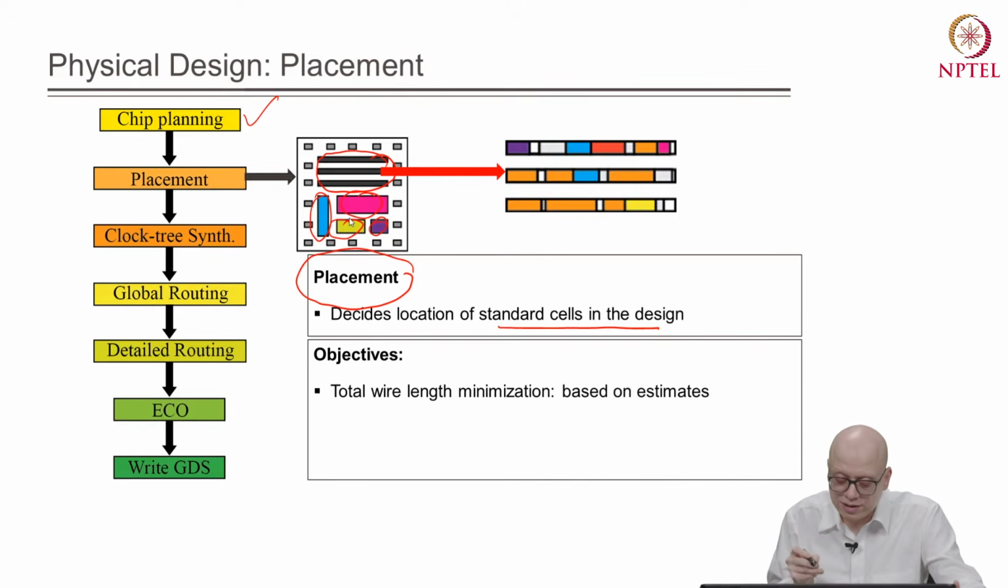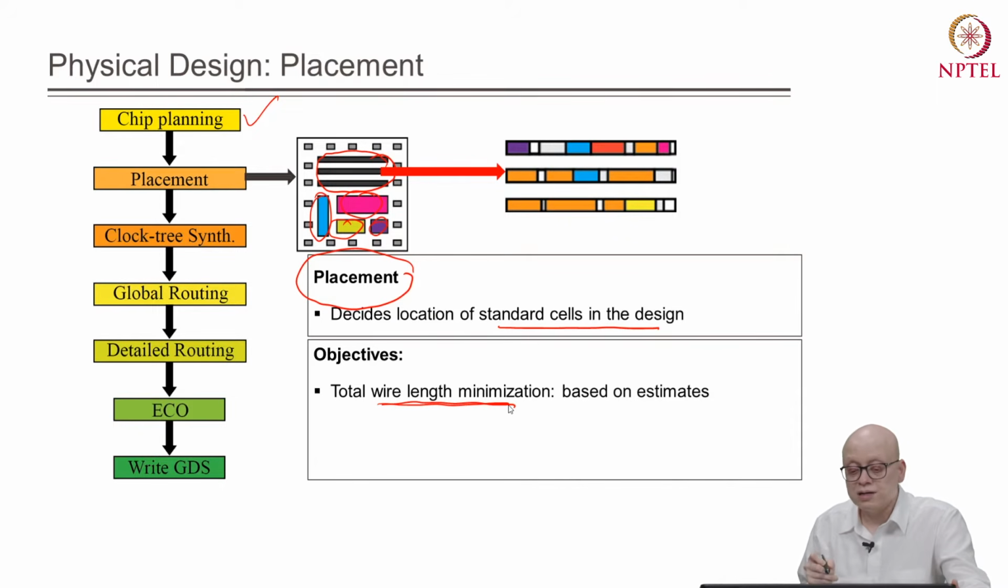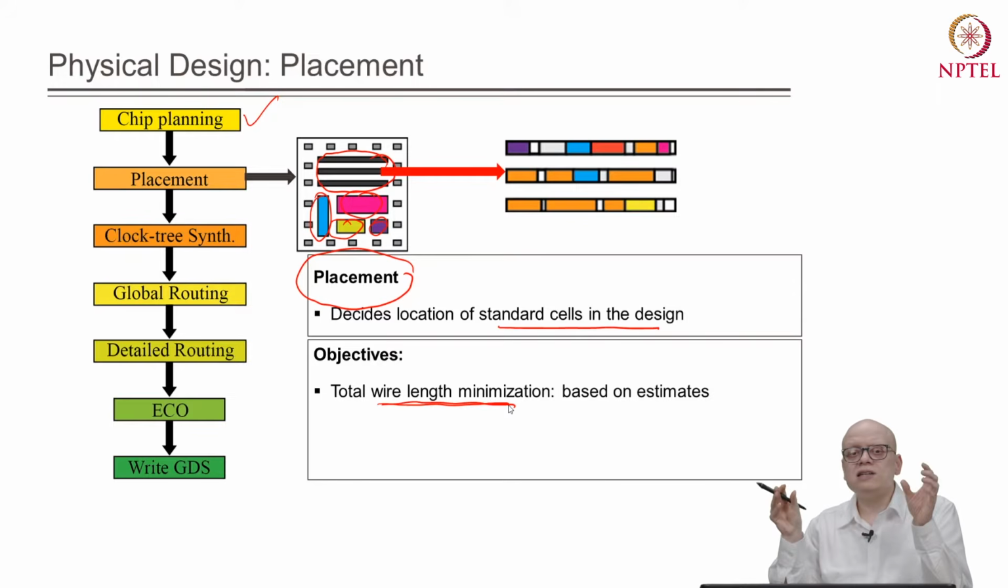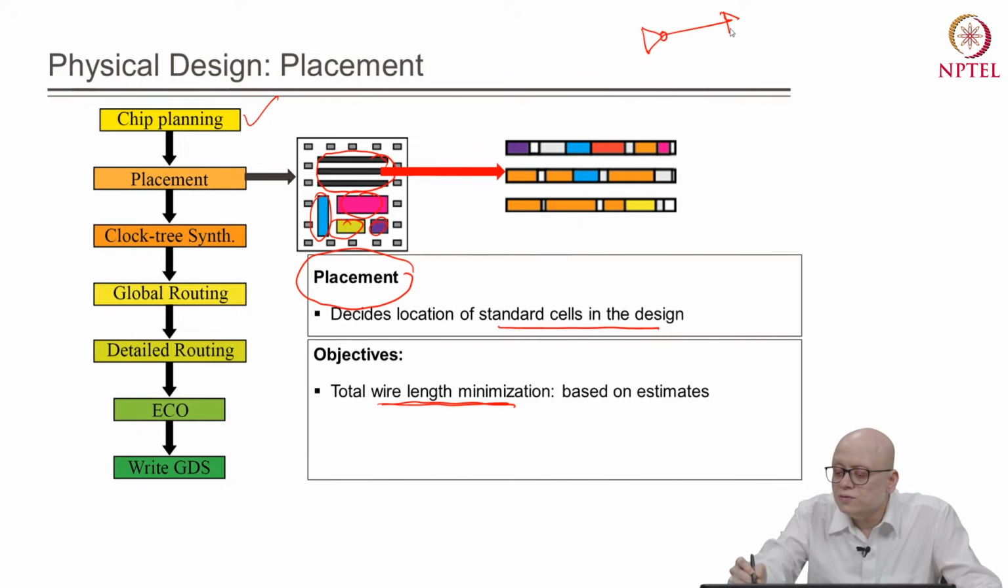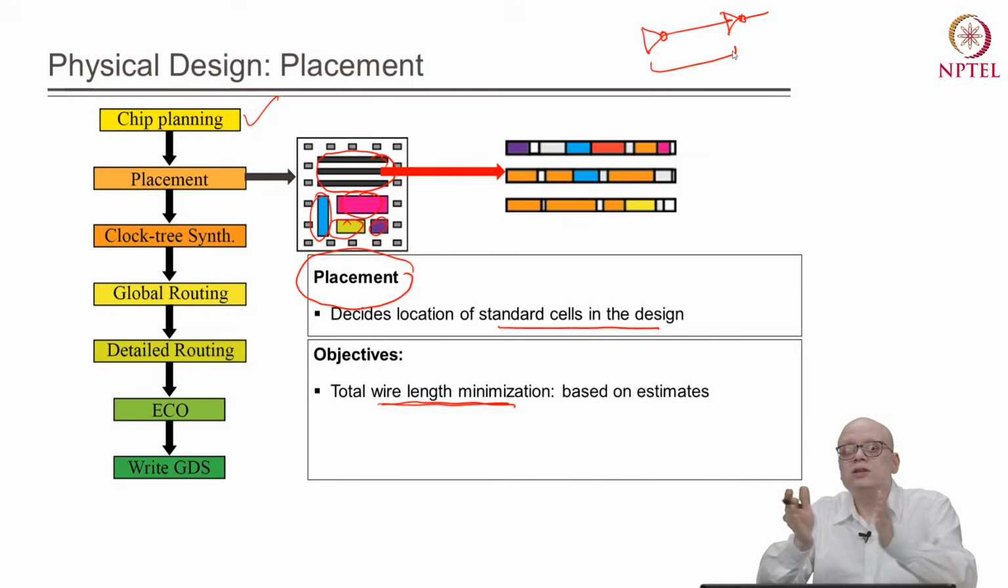The most important objective is wire length minimization, right. That is the most important objective for the placement: to minimize the total wire length in our design. So it tries to place the standard cells which are connected together very close together. If there is an inverter and another inverter connected to it, then these two inverters should probably be placed together.